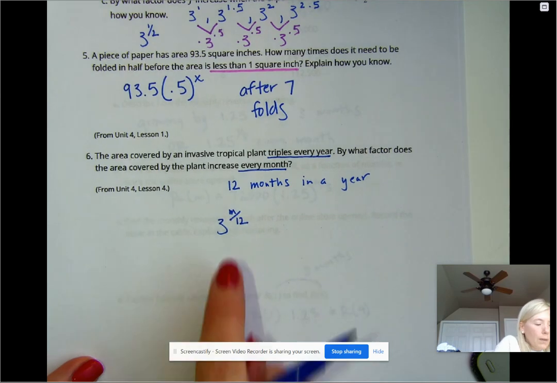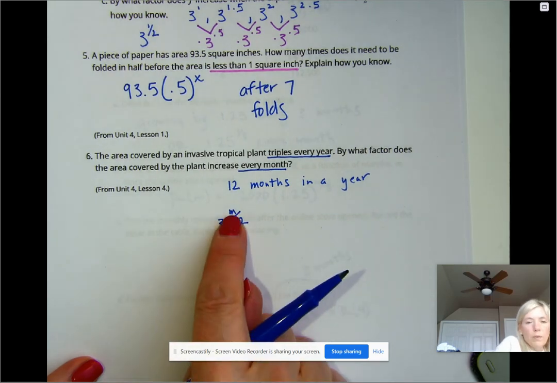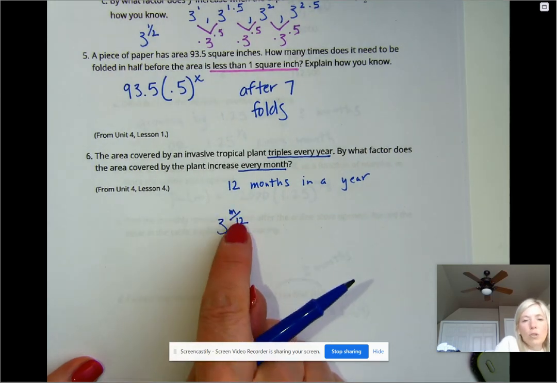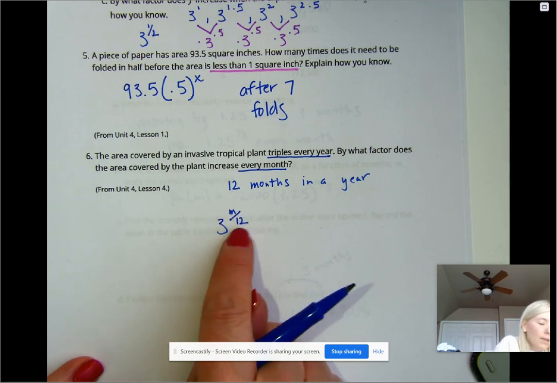So after 1 month, it would be 1/12. After 2 months, it would be 2/12, and so on until you get to a full year. Then that would just be 3 to the 12/12, 3 to the first, just tripling.